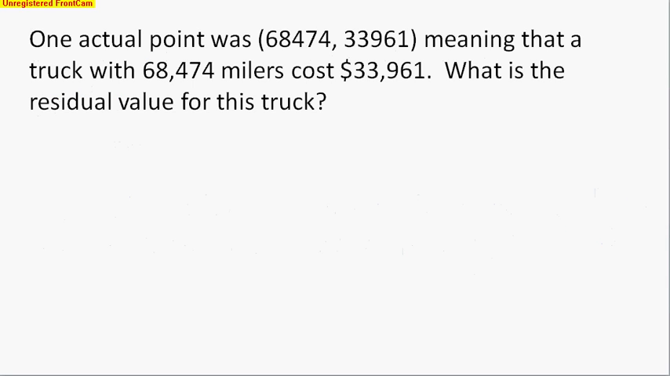All right, the last thing I told you were going to have to do is understand residuals. So one actual point on that scatter plot was 68474. That's the x. Remember, x is miles. So that's going to be in miles. And the price was $33,961. That's dollars. So again, this was an actual truck, meaning that a truck with 68,474 miles on it, sorry for the typo there, shouldn't be milers, cost $33,961. What is the residual value for this truck?